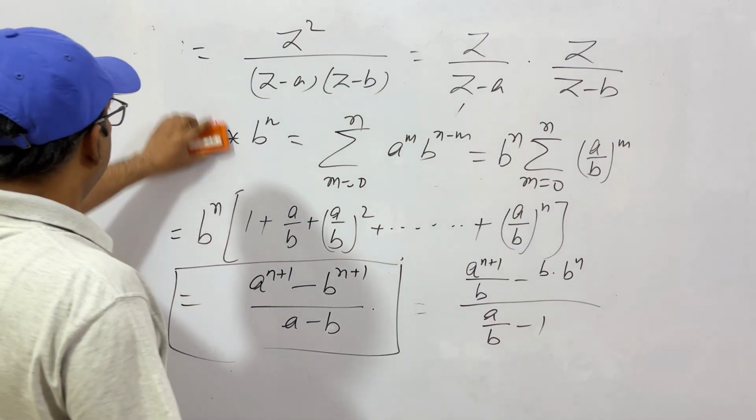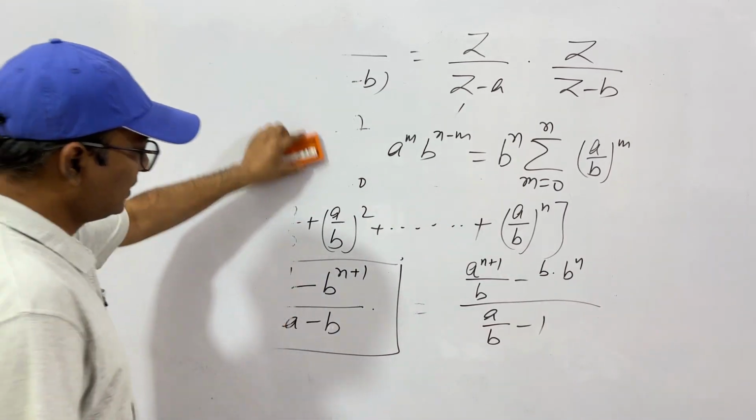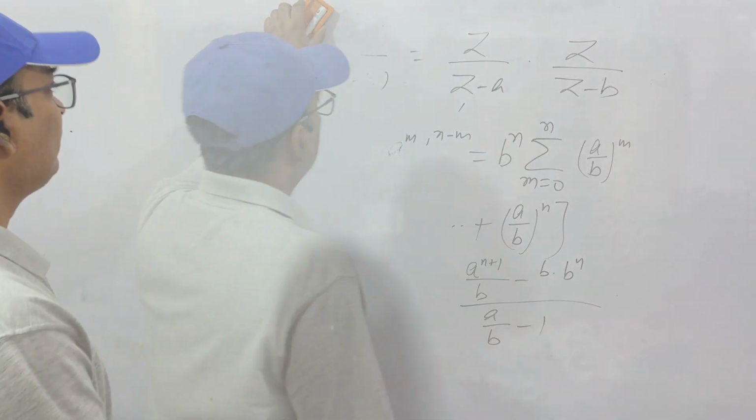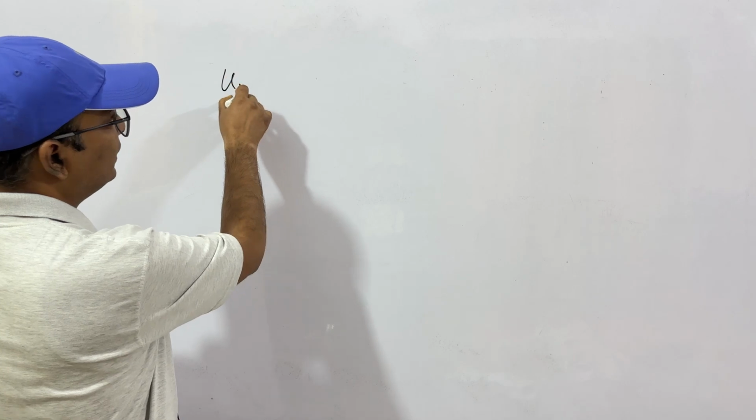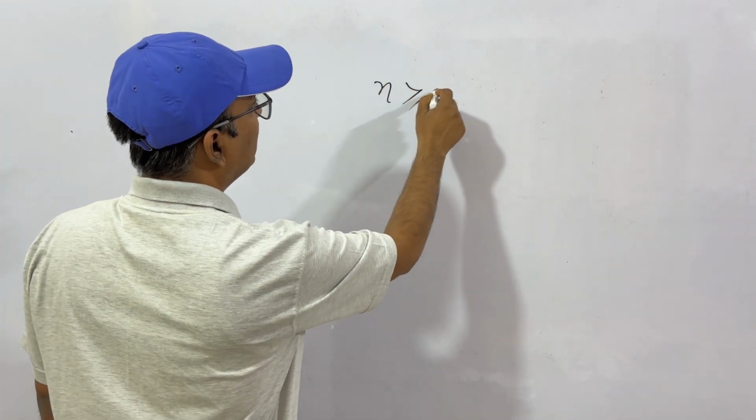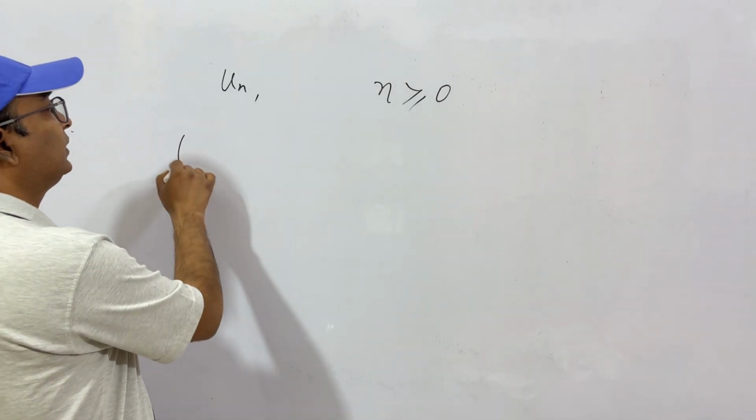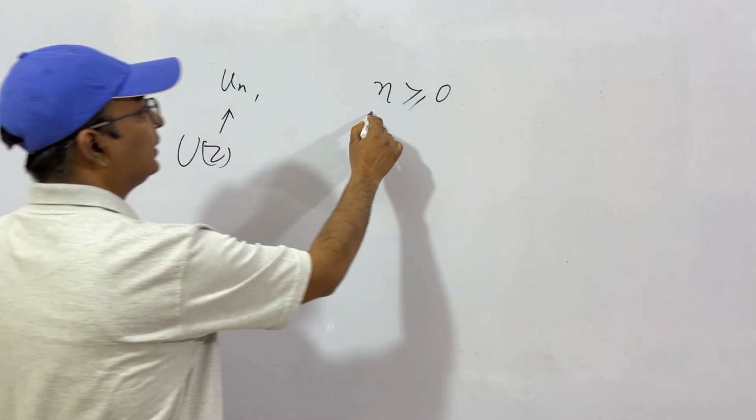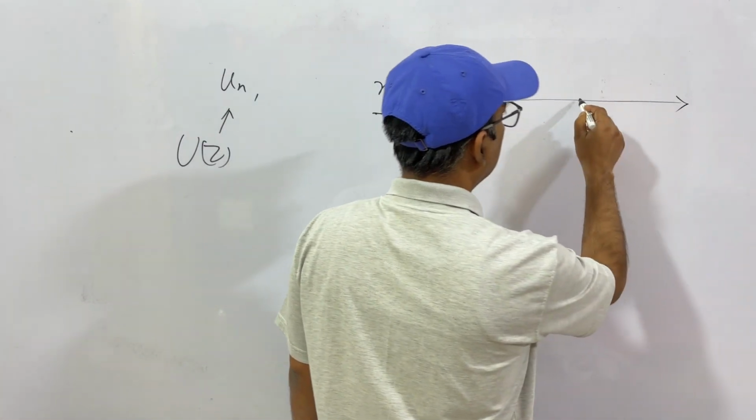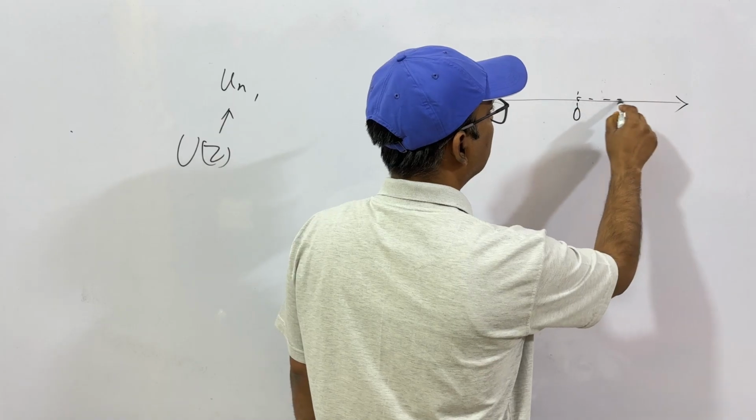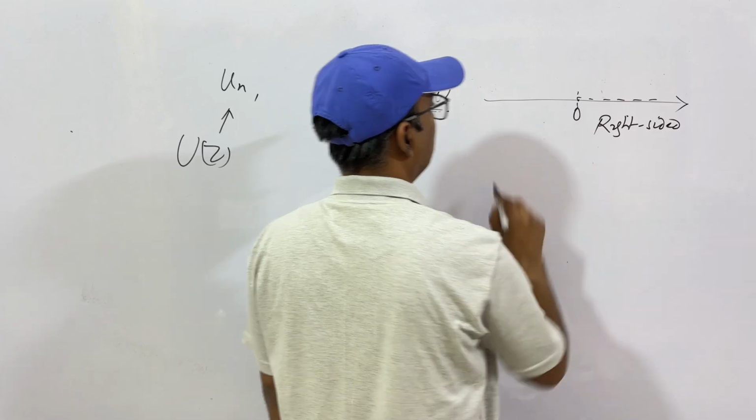Now let's see a very important concept called region of convergence. Up till now we have seen sequences in the transform for which n is greater than or equal to 0. We have found the Z transform of these sequences only, where n is greater than or equal to 0. If you plot n on a number line, we have been doing this side only. This is the right sided values of n.